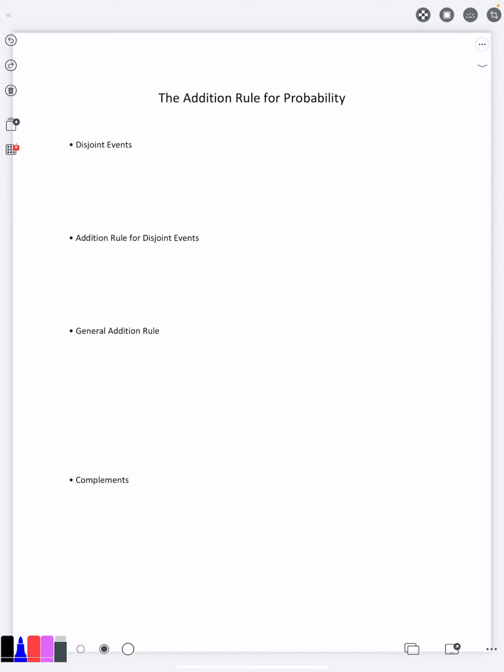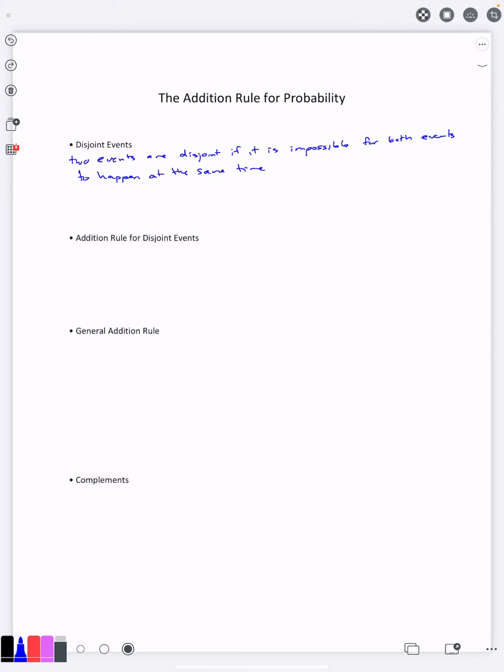Before we can get into the addition rule, though, we need to talk about what are called disjoint events. So two events are disjoint if it is impossible. Remember, impossible means probability of 0% for both events to happen at the same time.